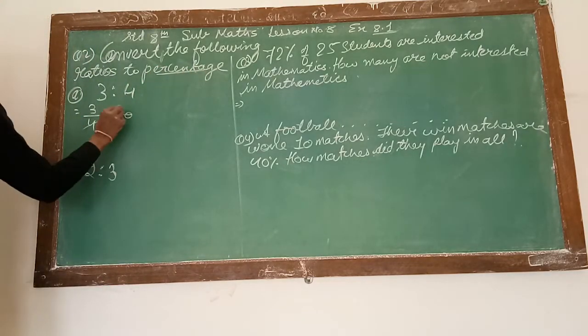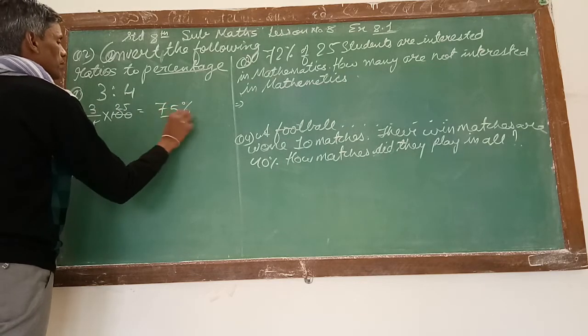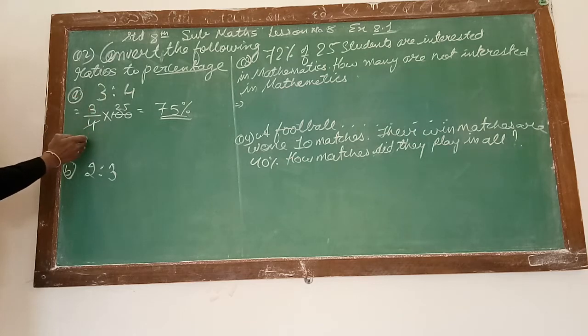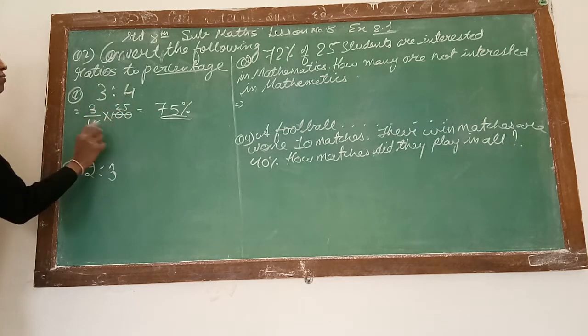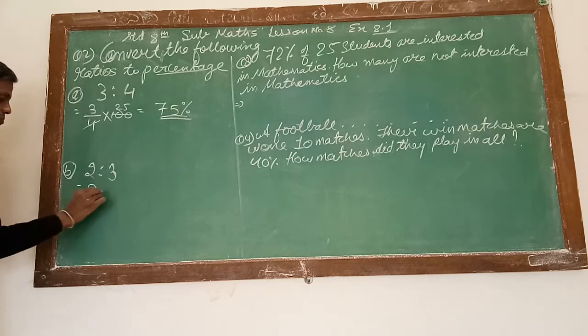So 4 twenty-fives are 100, and 25 threes are 75%. What we have done: 3:4 means we converted this into a fraction, 3 upon 4 into 100. 4 twenty-fives are 100, 3 twenty-fives are 75. So this is converted into percentage. Next question is 2:3. That means 2 upon 3 into 100.